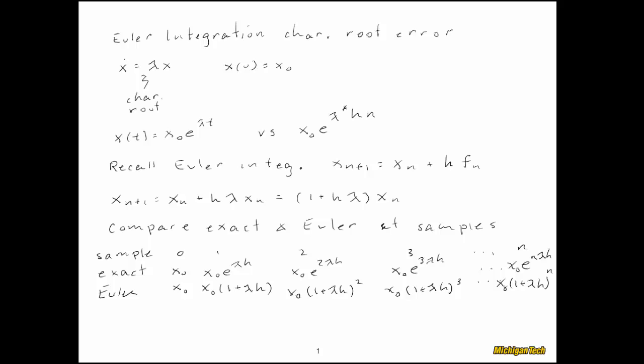Now if you look at those two rows and focus on the n column, we can do a comparison of the exact and Euler solution. The exact is e to the lambda h to the n at every sample point, and compare that to 1 plus lambda h to the n. I've thrown out the x0s because those are the same in both cases. Certainly those two quantities are very similar in the sense that it's two arguments raised to the nth power. So now we're going to play around with that a bit. Let me just rewrite this again, the comparison of the exact versus the Euler.